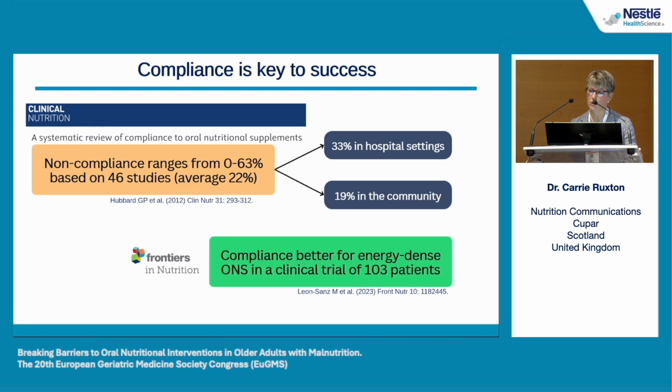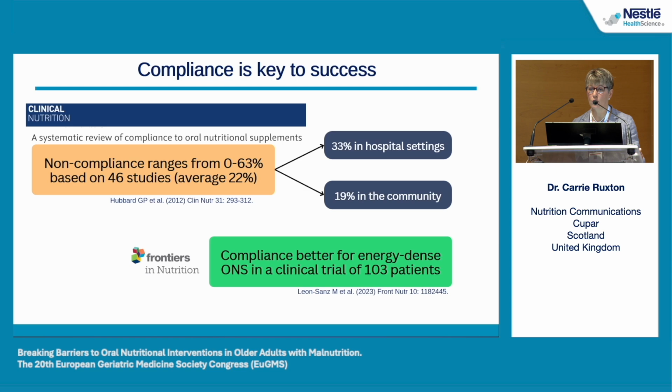So we have to make sure that older people who are given an ONS prescription are able to access it and consume it, and we know how much they're consuming. We're actually monitoring it, because non-compliance with ONS prescriptions ranges from 0 to 63%, with an average, based on 46 studies, of 22%.